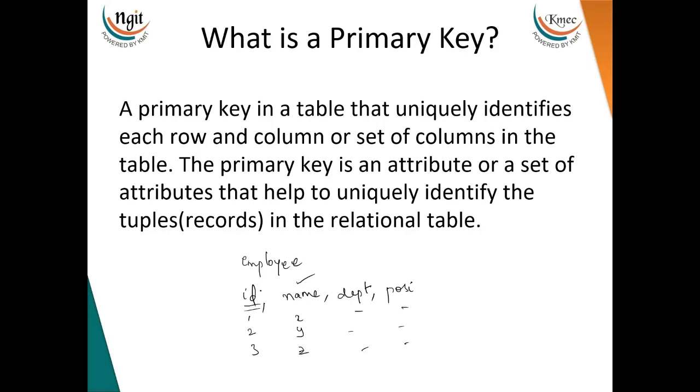So namely, the primary key attribute is used for identifying the record uniquely from n number of records that are present in an employee relation. And it is represented using an underline symbol. Any attribute, if it is underlined, it means that it is a key attribute or it is a primary key attribute.